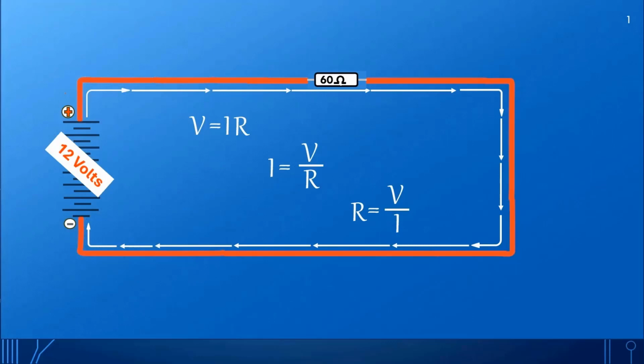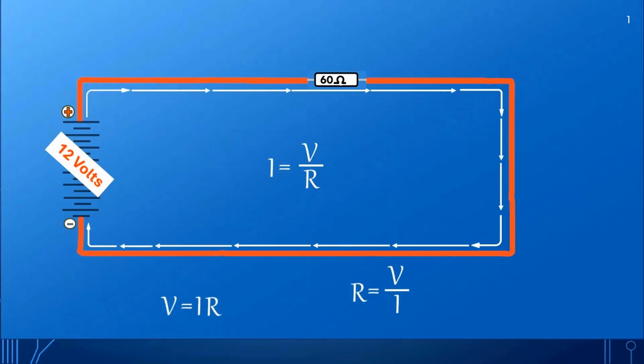We want to calculate the current in this circuit, so we don't need the formula for voltage and we don't need the formula for resistance. So we see that I equals V over R. We know that the battery is 12 volts, so that number can go in here, and we know that the resistance is 60 ohms. That number, 60, can go in here. The formula now tells us that I equals 12 divided by 60, therefore I equals 200 milliamps.